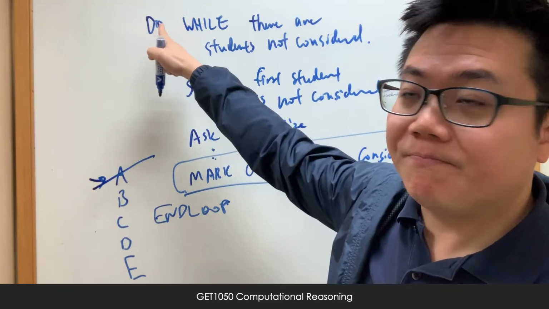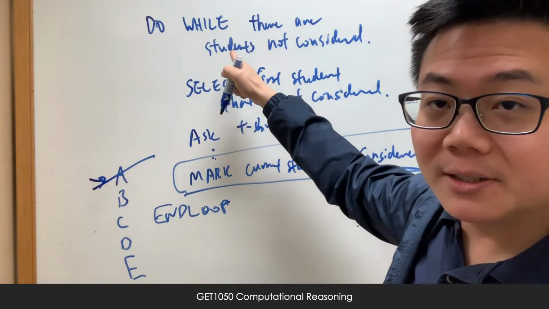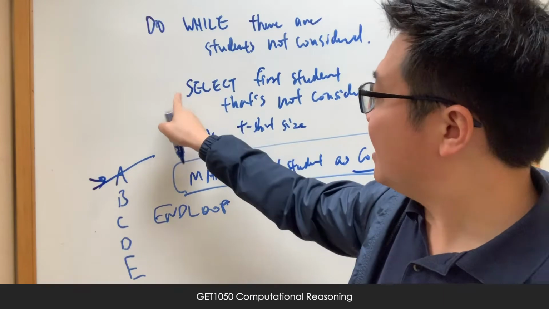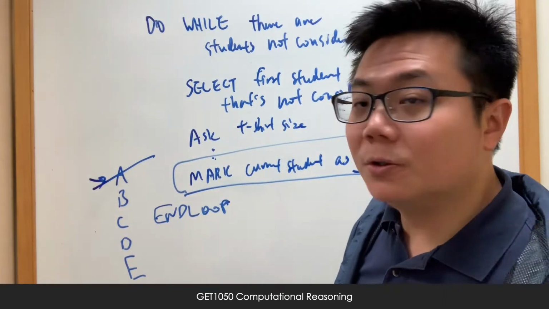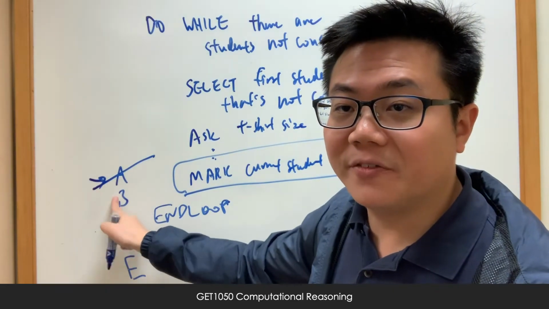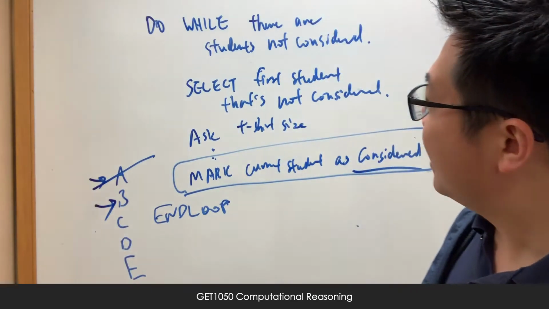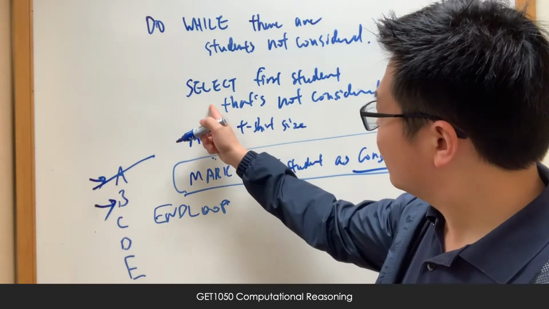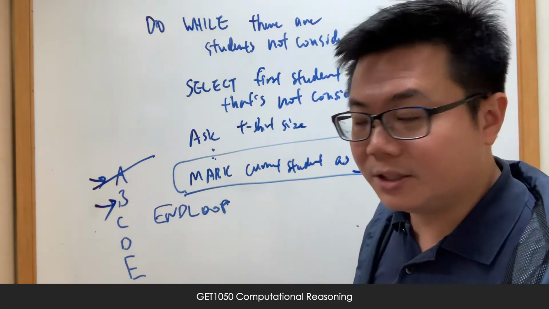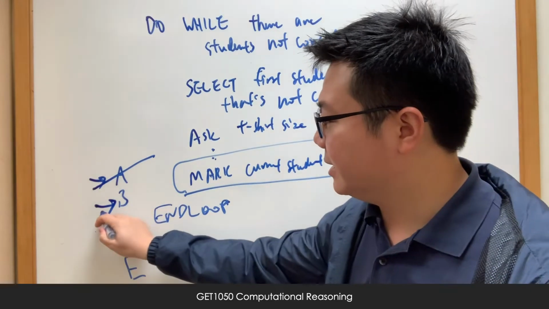Now we go back to the top. Are there still students not considered? Yes. So what do we do? Select the first unconsidered one. Who's the first unconsidered one? This one's considered, so this is the first unconsidered one. Then what do we do? Ask the t-shirt size, get the t-shirt size, and mark as considered.